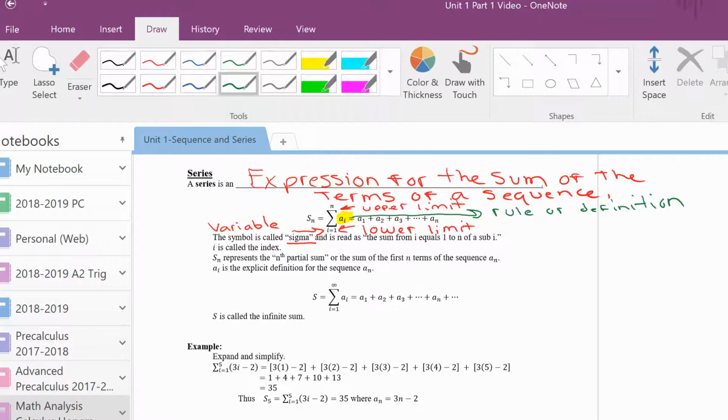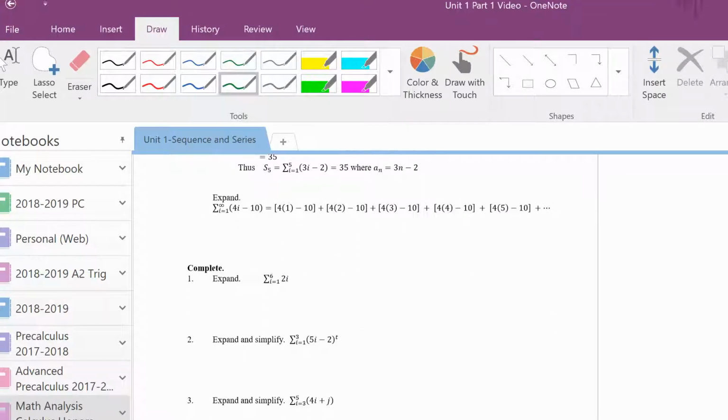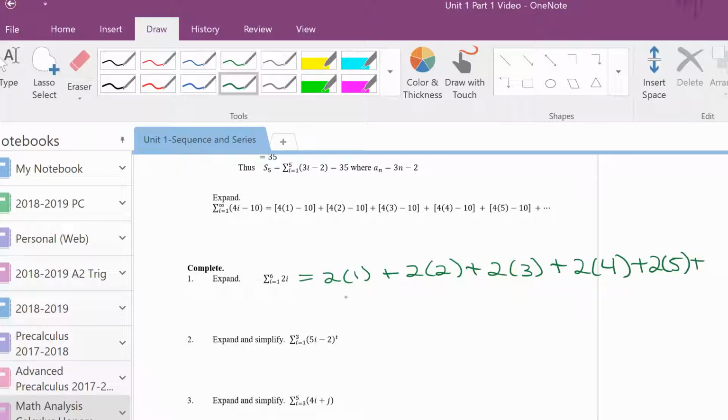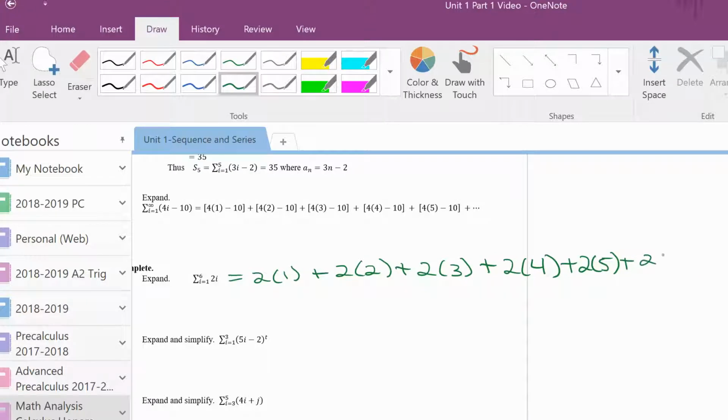So for example, there's an example there, but here we'll expand. Here the variable is i, the first number we put into i is 1, the last number is 6. Expand just means we're going to write it out. We're not going to add, we're just going to write it out. So it's 2 times 1, then we substitute in 2, so 2 times 2, and then 3, 2 times 3, and then 4, 2 times 4, and then 5, all the way to 6. And that's it. That's expanding. We're not simplifying, we're not adding, we're just expanding it.